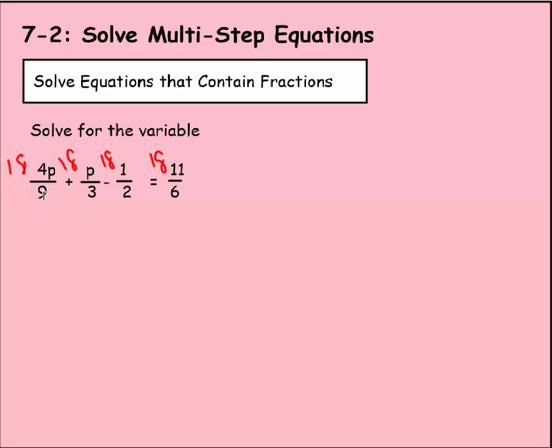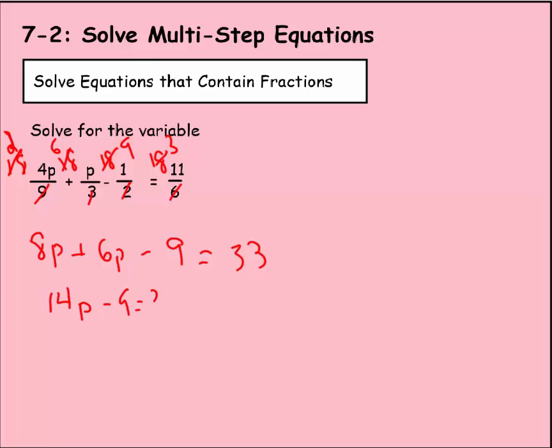Then we could simplify this. 9 goes into 18 2 times. 3 goes into 18 6 times. 2 goes into 18 9 times. 18 goes into 6 3 times. 2 times 4 is 8, so 8p, plus 6 times 1 is 6p, minus 9 times 1 is 9, and that equals 3 times 11, which is 33. Now we can simplify this expression. 8p plus 6p are like terms, so that's 14p minus 9 equals 33.